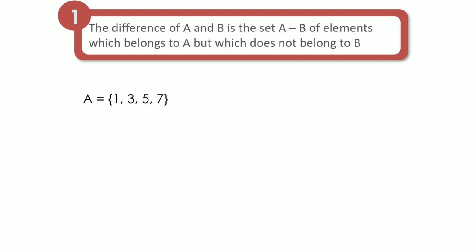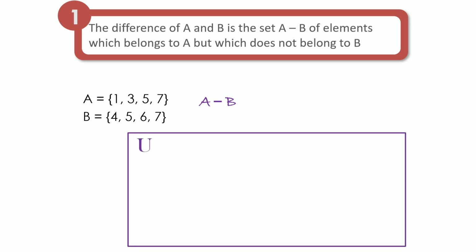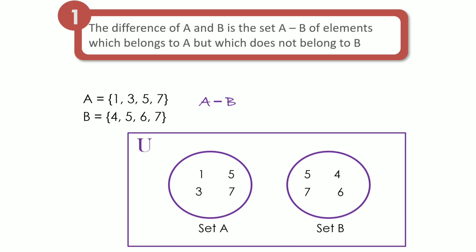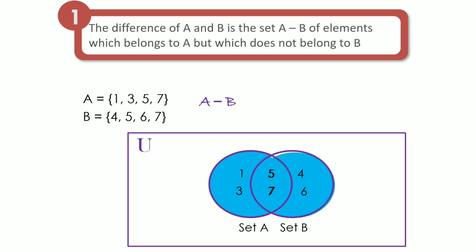Here I have set A, whose elements are 1, 3, 5, and 7. We also have here set B, whose elements are 4, 5, 6, and 7. The difference of A and B can be illustrated this way. Consider this rectangle as the universal set containing all real numbers. Inside of this are set A and set B. Merging the two sets will result in this one.